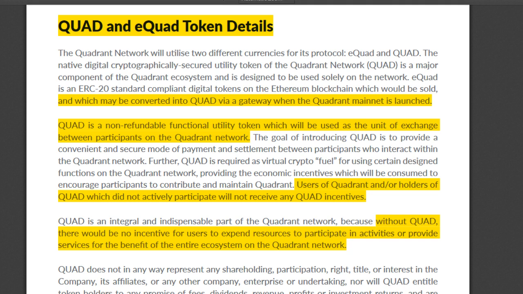Users of Quadrant and or holders of Quad which do not actively participate will not receive any Quad incentives. So if you're holding Quad, you are not going to get airdropped more Quad just because you have a bunch of it.